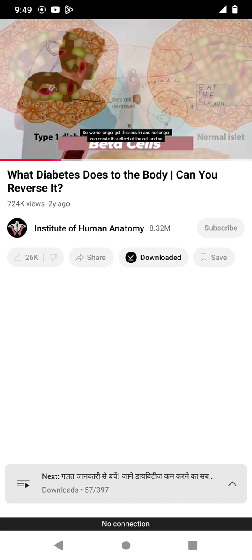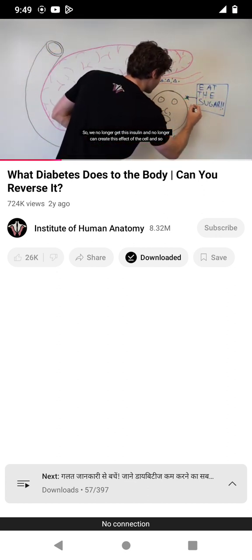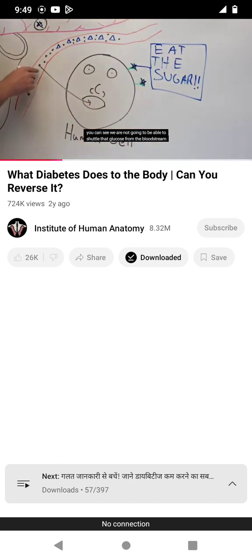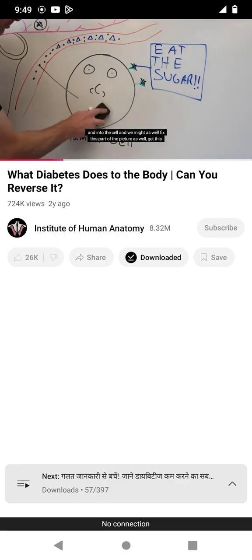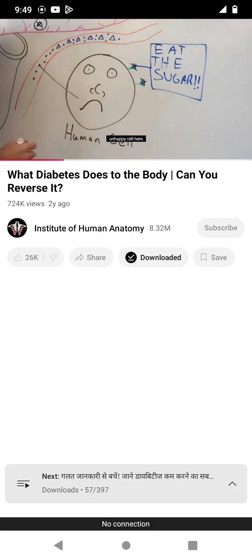So we no longer get this insulin and no longer can create this effect at the cell, and so you can see we are not going to be able to shuttle that glucose from the bloodstream and into the cell, and we might as well fix this part of the picture as well. Get this unhappy cell here.